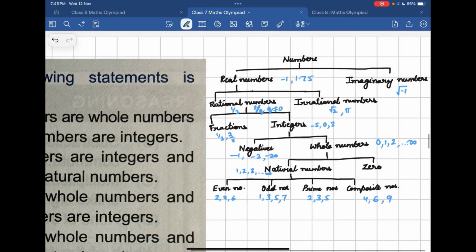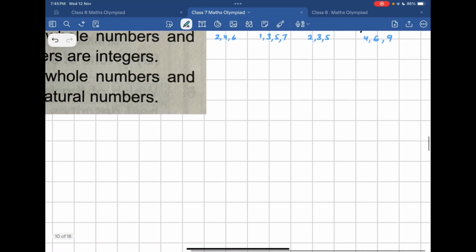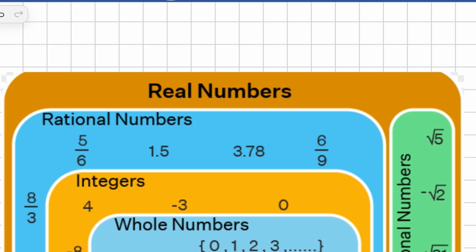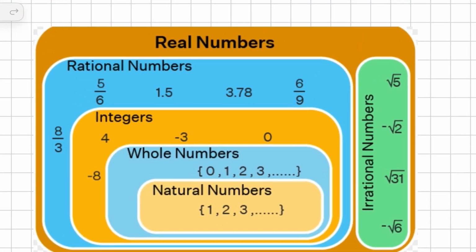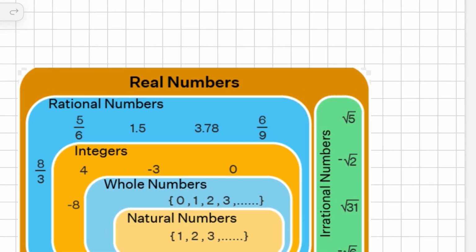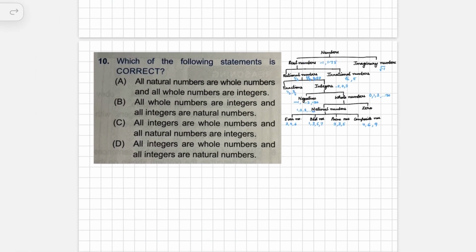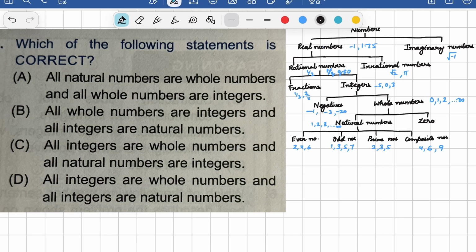So this is the chart which you can use to remember. Another chart is here. Whichever is easy for you, you can remember it in that way. In this chart of real numbers, it has rational numbers and irrational numbers. These rational numbers contain integers, whole numbers and natural numbers. Again, integers contain whole numbers and natural numbers. Whole numbers contain natural numbers. So if it is easy for you to remember this chart, you can use this, or else you can use the other chart. Okay, now we will check the options which they have given.